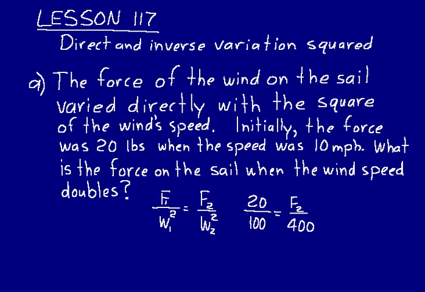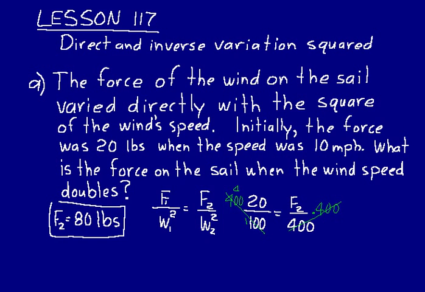Now we can cross multiply to solve for F2, or whenever the variable is in the numerator, it's easier just to multiply both sides by that denominator of 400. So the 400s will cancel there on the right. On the left, we'll end up with 4 over 1. And so we can just do 4 times 20 is 80. And so our final force, I'll write it over here to the left, F2 equals 80 pounds.